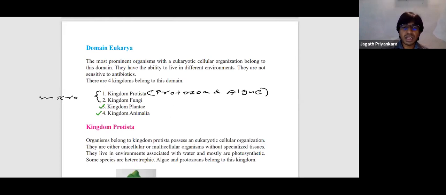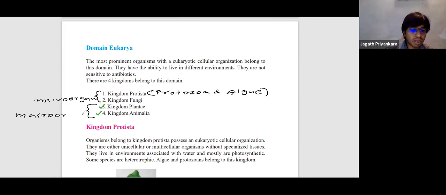Under kingdom Animalia and kingdom Plantae you don't get microorganisms. You can mark this with a pencil, or write separately. Under these 2 you get macroorganisms. Kingdom Animalia and kingdom Plantae, you get macroorganisms. Macro and micro.